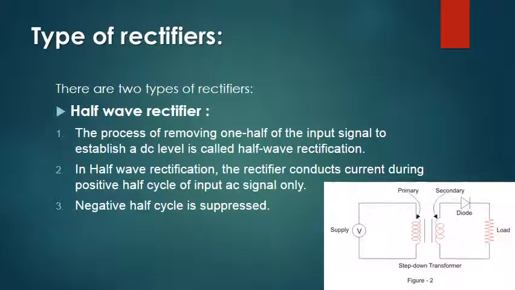Well, there are two types of rectifiers. Number one, the half-wave rectifier. In the half-wave rectifier, the process of removing one half of the input signal to establish a DC level is called half-wave rectification. In half-wave rectification, the rectifier conducts current only during the positive half cycle of the input AC signal. The negative half cycle is suppressed.